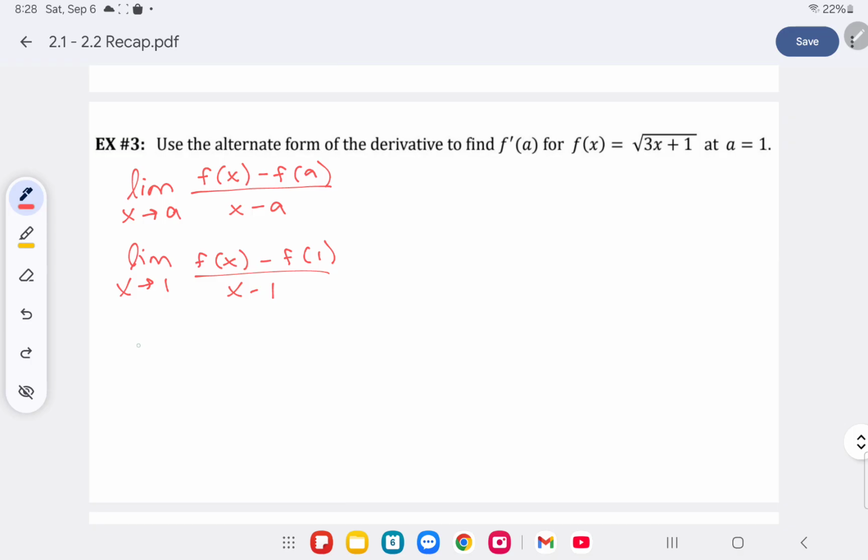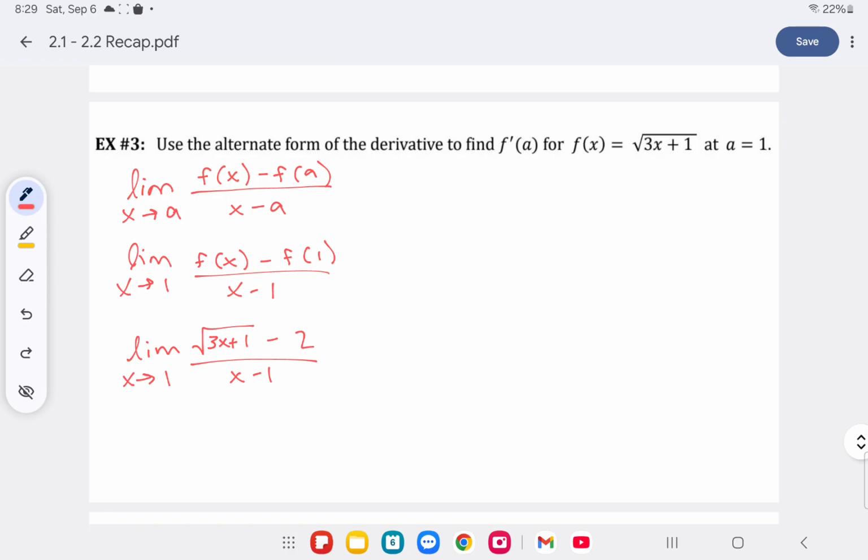And now I'm going to actually plug this into the function. So our function is the square root of 3x plus 1. So when I plug in f of x, that's just the function. Now I'm going to plug in 1. When I plug in 1, I get the square root of 3 times 1 plus 1. The square root of 4 is 2. Over, again, our x value is 1. x minus 1. We don't have to plug in anything there. It's just x minus 1.